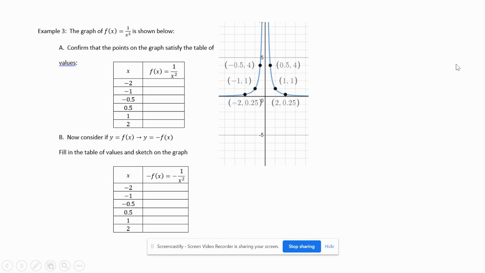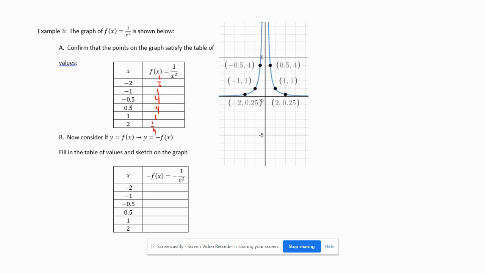Okay, new function over here. So we have f of x equals 1 over x squared. If I put a -2 in here, -2 squared is 4. 1 over 4 is 1/4, or 0.25 as a decimal. -1 squared is 1. -0.5 squared is going to be positive 0.25. And if I go 1 over 0.25, I get 4. And I get these values over here. So you can see this in this graph this way. Okay, so this is what's happening.